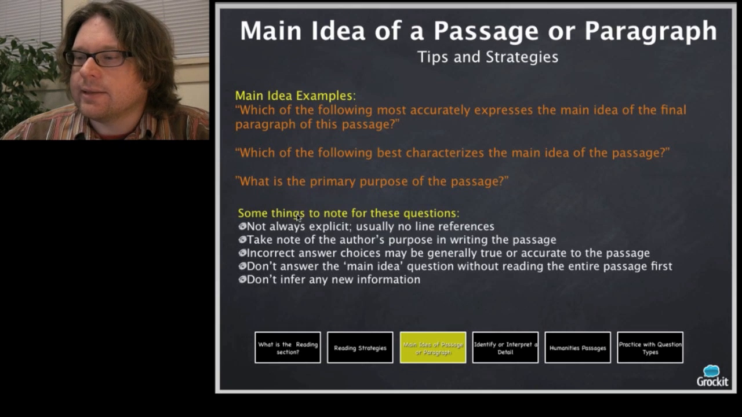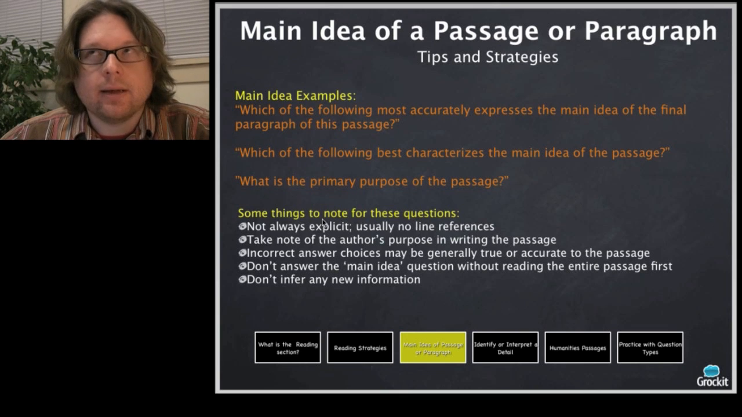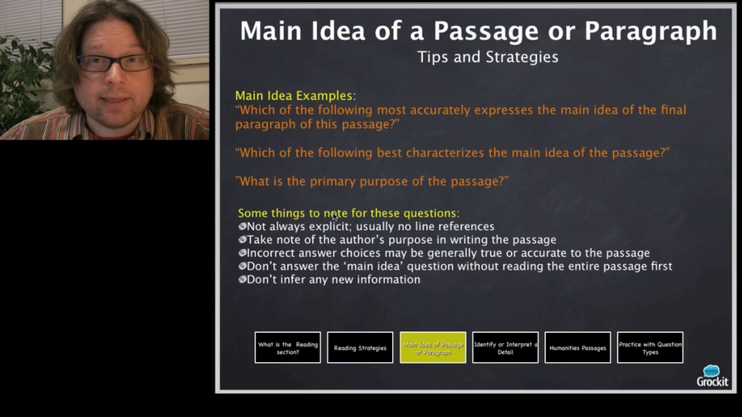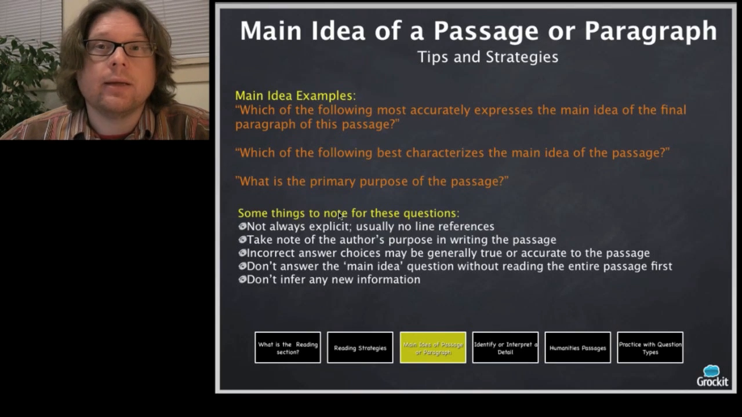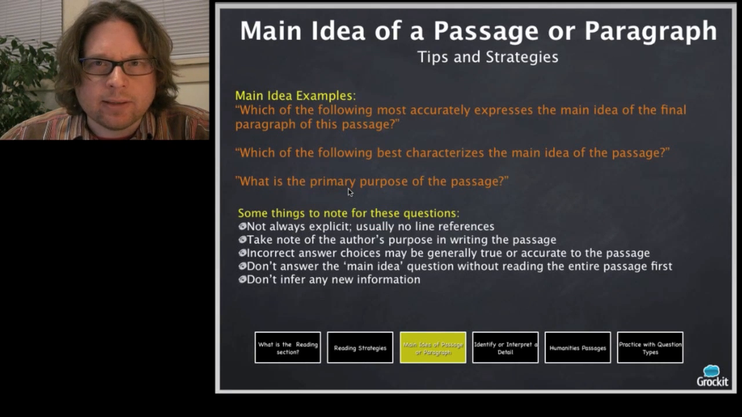So some things to note. Not always explicit, usually no line references. Because it's the main idea of the whole passage, they could just say lines 1 through 53. The main idea is the whole thing. On some passages, the more sciencey the passage is, the more likely this is to be true, social science, natural science, the main idea will actually be part of a thesis statement in the first paragraph, or part of a conclusion in the final paragraph. You can't count on this, but it can happen, and you can just take it as a gift and get those ones right, so that's cool. Take note of the author's purpose in writing the passage. We already talked about that.